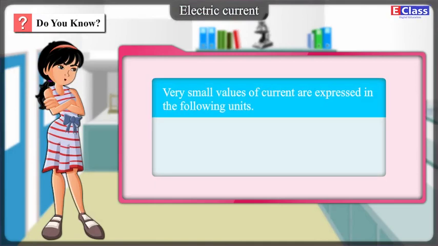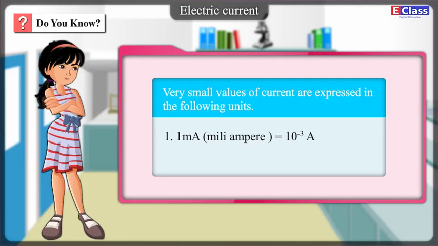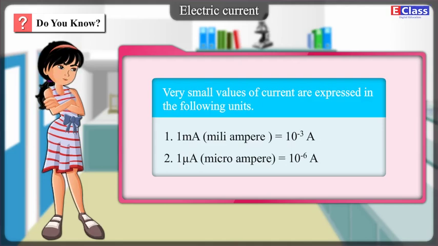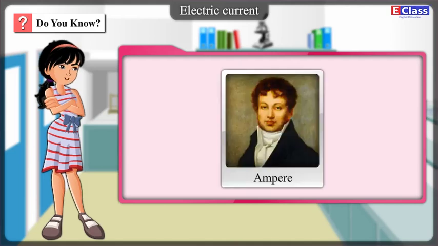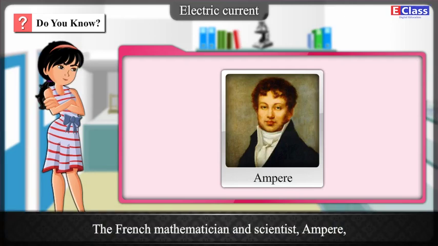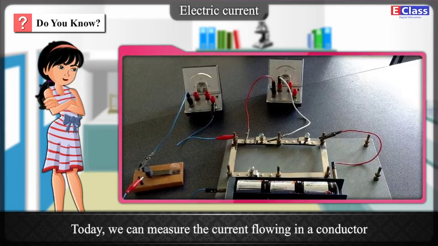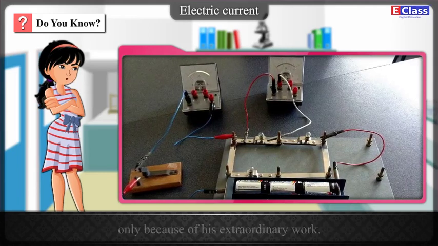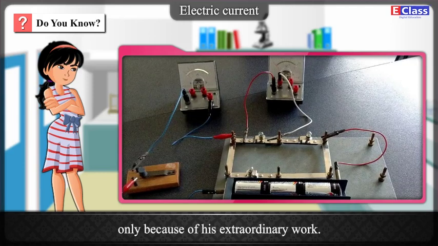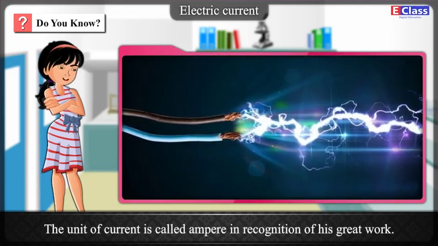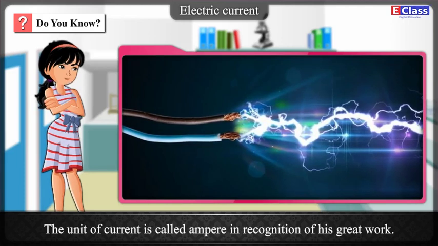Very small values of current are expressed in the following units. 1. 1 mA, milliampere, is equal to 10 raised to minus 3 ampere. 2. 1 μA, microampere, is equal to 10 raised to minus 6 ampere. The French mathematician and scientist Ampere conducted a number of experiments on electricity. Today, we can measure the current flowing in a conductor only because of his extraordinary work. The unit of current is called ampere in recognition of his great work.